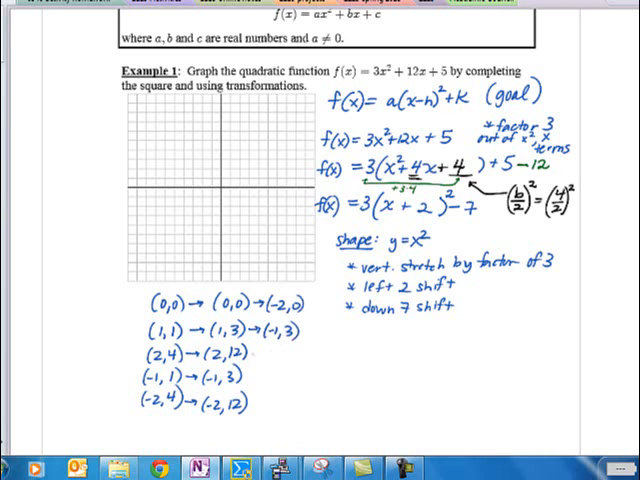0, 12, negative 3, 12, and negative 4, 12. Then down 7, kind of running out of room here, we'll have negative 2, negative 7, negative 1, negative 4, 0, 5, negative 3, 5, and negative 4.